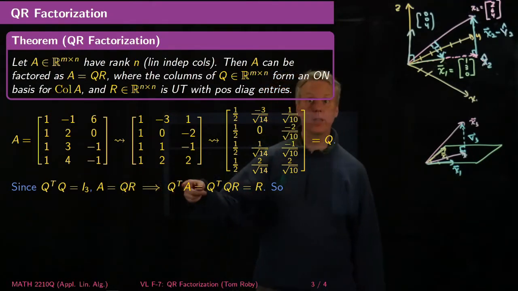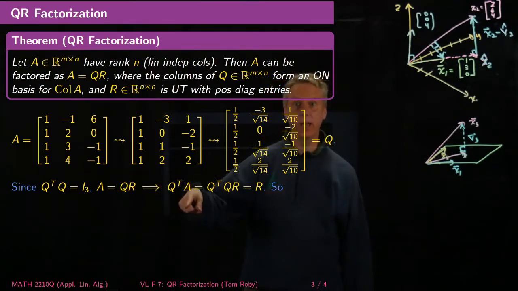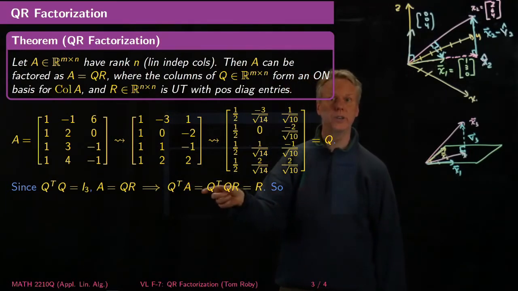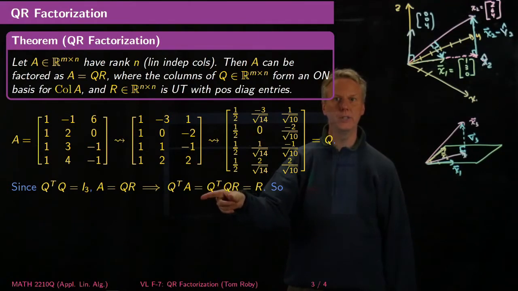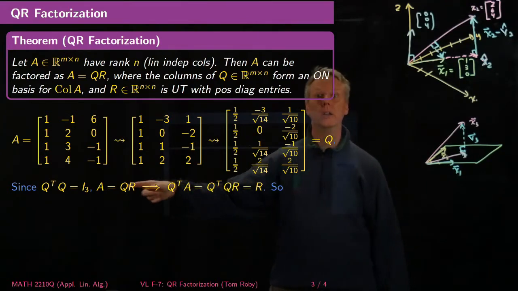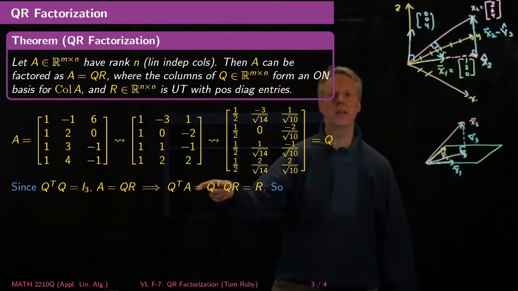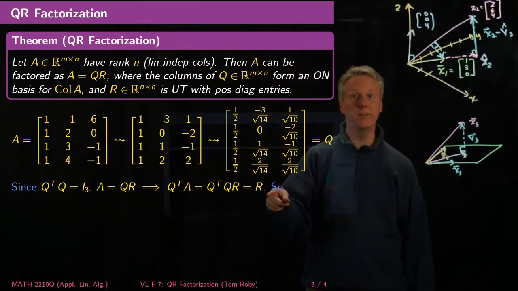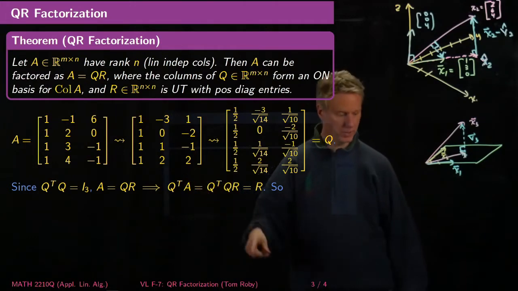can't stop me from doing that, right? So Q transpose times A is equal to Q transpose times Q times R. Associative property still works, so this is Q transpose times R, and we just say Q transpose times Q is the identity, so we just end up getting R. So in other words, the point is that we've computed R now is just Q transpose times A.